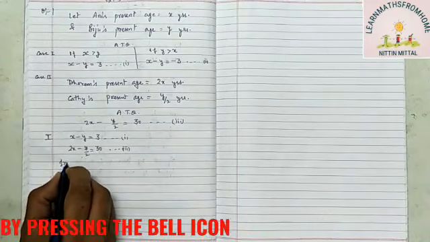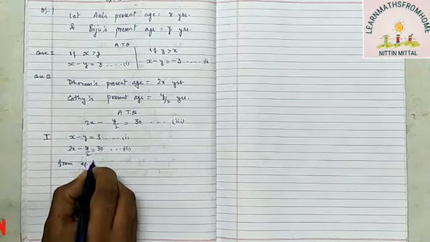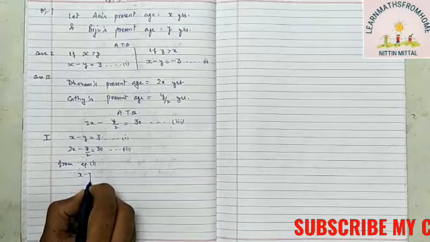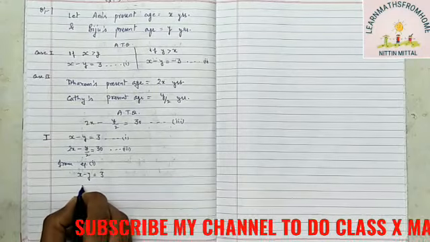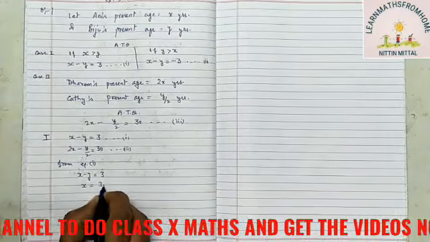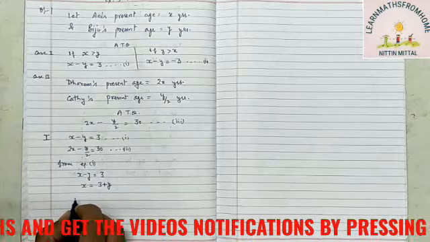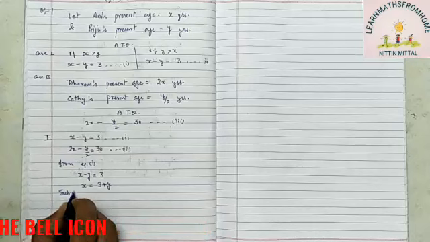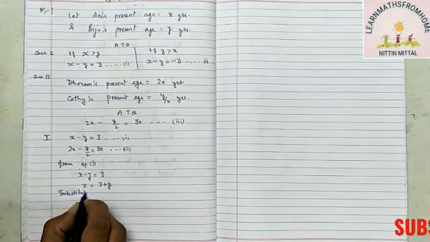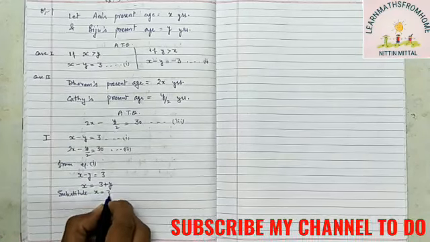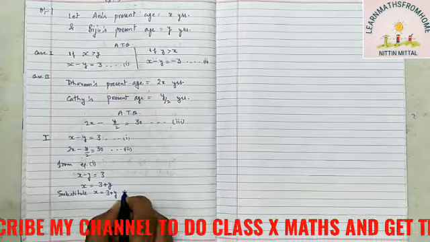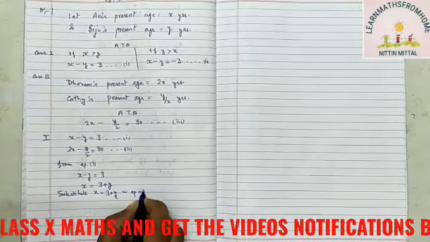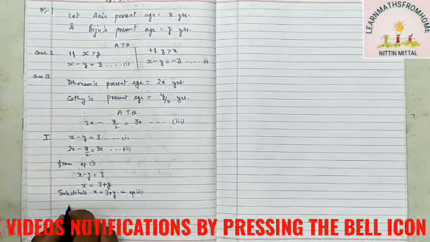Now from equation 1, x minus y equal to 3, I am using the substitution method. So x will be equal to 3 plus y. This I will substitute in the other equation. So substitute x equal to 3 plus y in equation 3. So see what happens.